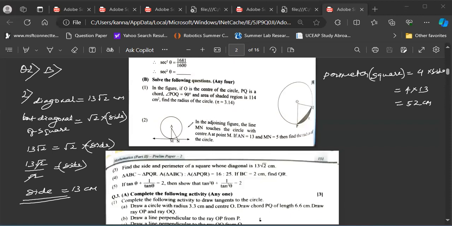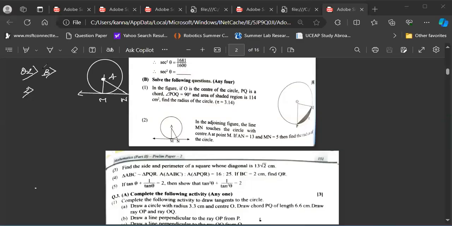Now, we go to the, this was actually question number 3, children. Question number 2B, third question. Okay, I'm so sorry. I missed out your question number. Okay, this was the third question, children. I missed out question number 2. Now I'm coming to question number 2, children. Question number 2, B sub question, second part.